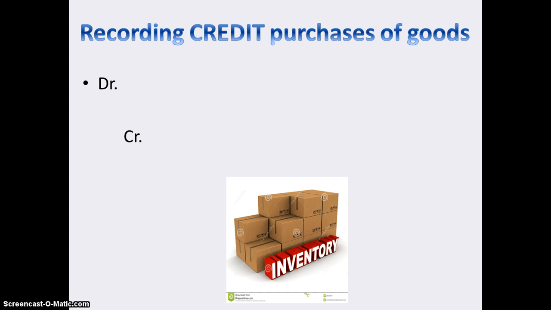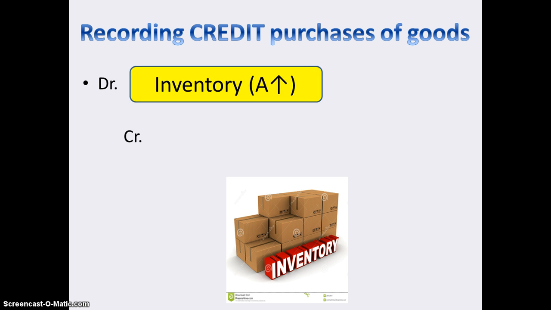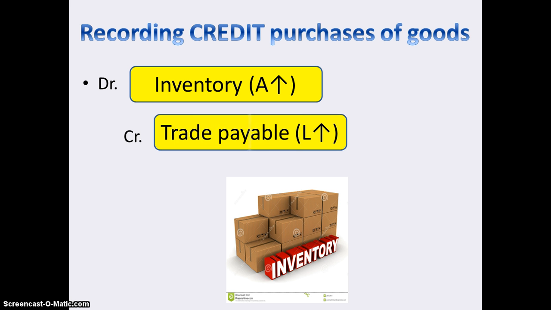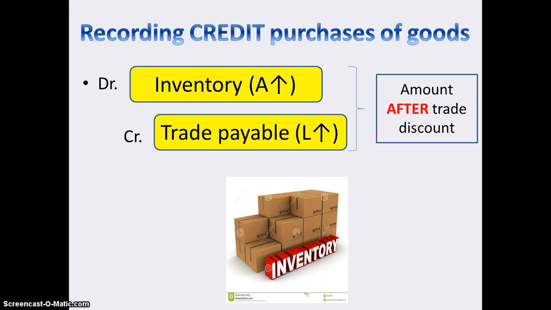Next, we will learn how to record credit purchases of goods. The journal entry is debit inventory as asset increases, credit trade payable as liability increases. This is so because the business has not paid for the goods purchased. Take note that the amount is after trade discount.